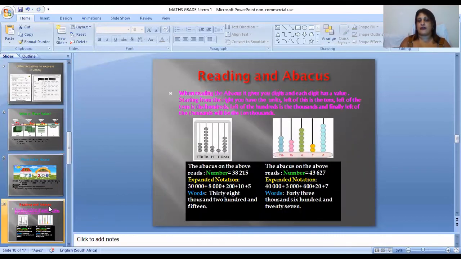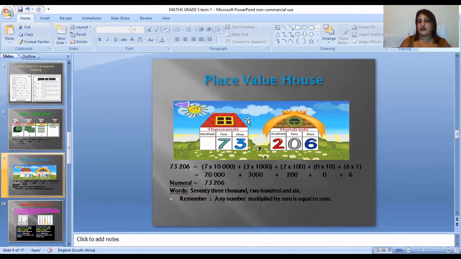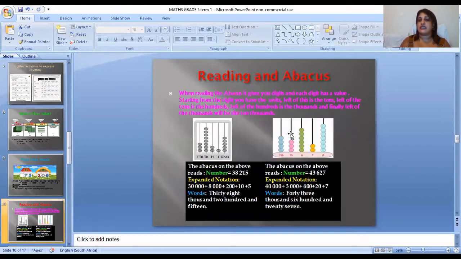Now we're going to go to the abacus. When reading an abacus, it looks like these 2 diagrams here. Right? We will look at the digits. Starting from the left here is your units, your tens, your hundreds, your thousands, and your 10,000. It's the same as the place value house. It's your units, your tens, your hundreds, your thousands, your 10,000s. This is the same way, but we're reading it in different diagram forms.